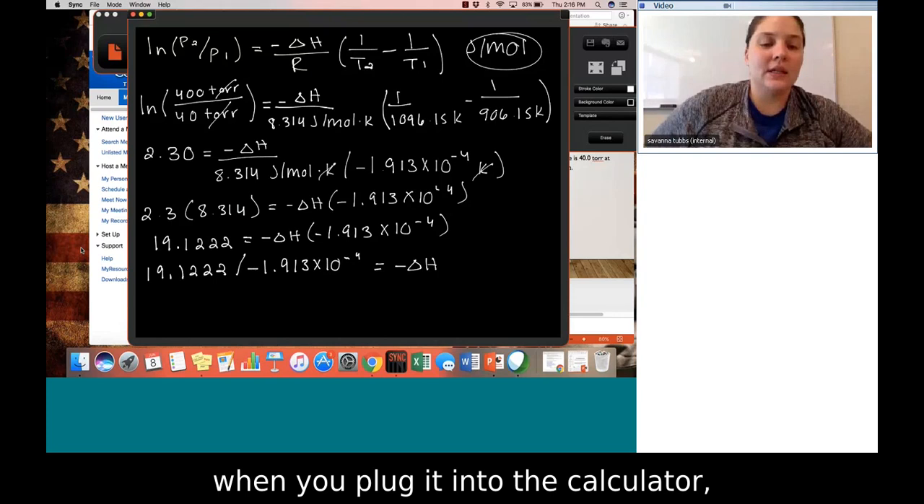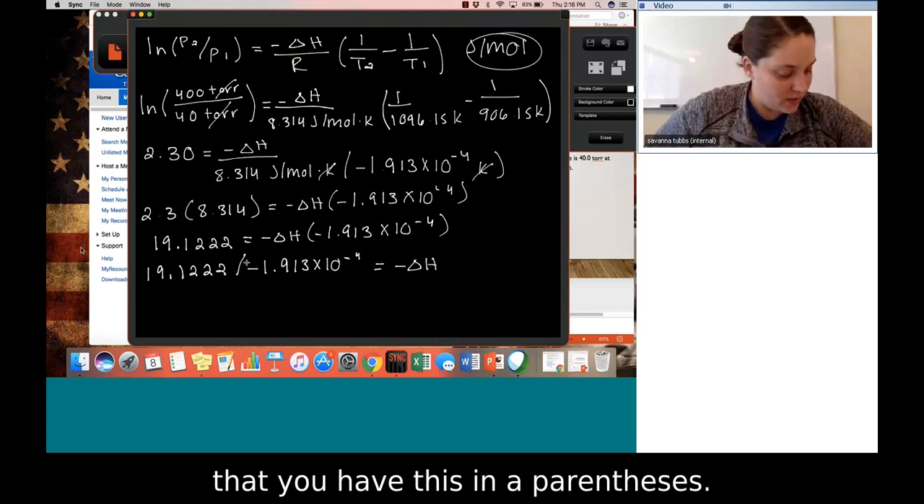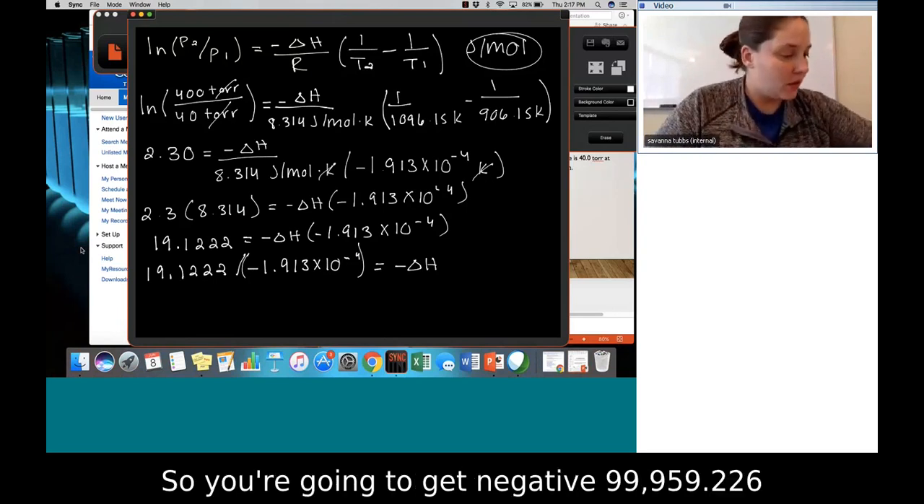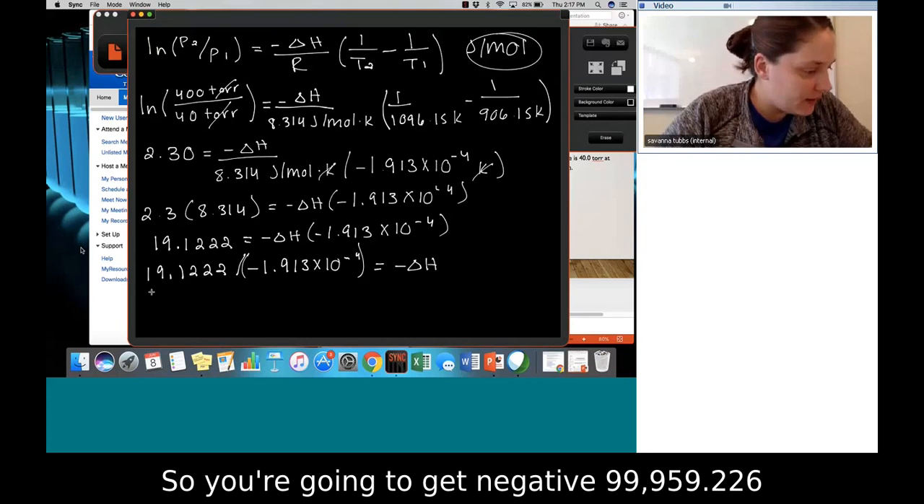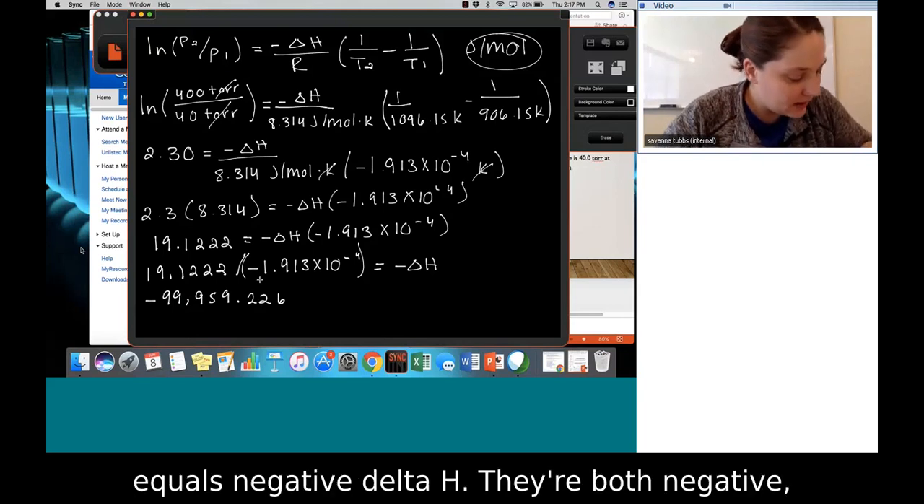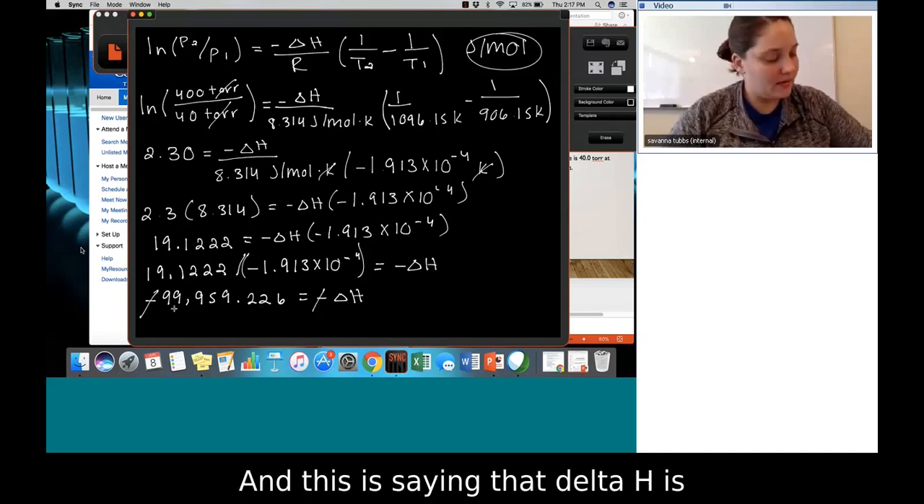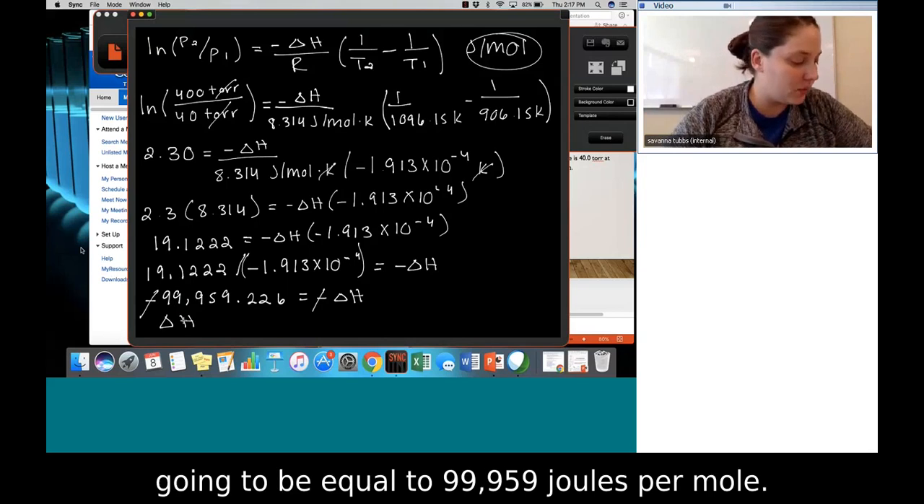Ensure when you plug it into the calculator that you have this in parentheses. Otherwise, it could give you the incorrect number. So you're going to get negative 99,959.226 equals negative delta H. They're both negative, so you can cancel out the negative sign. And this is saying that delta H is going to be equal to 99,959 joules per mole.